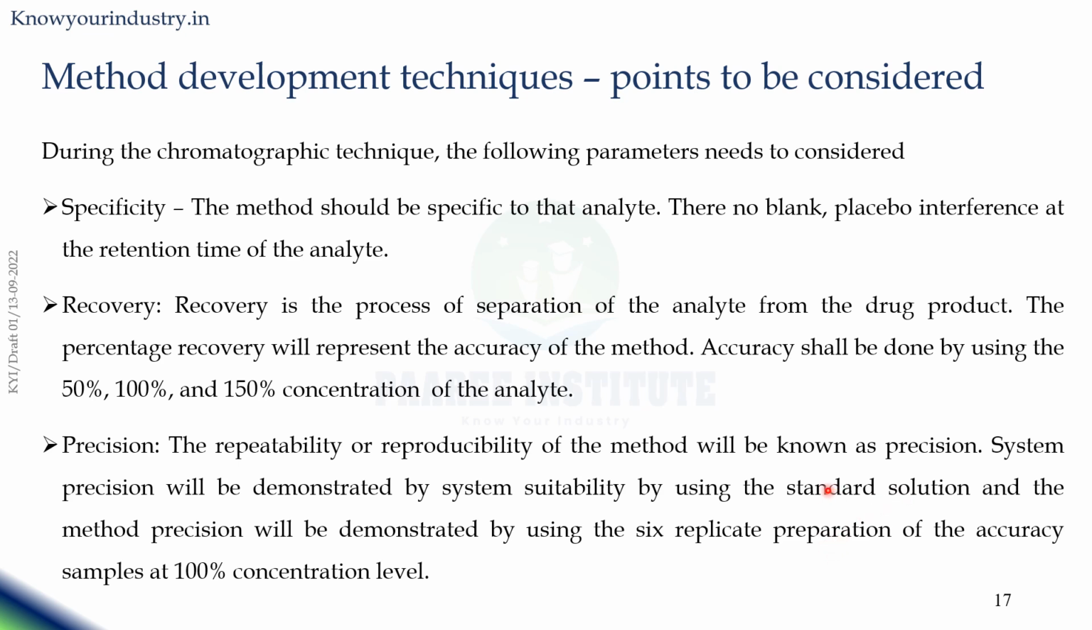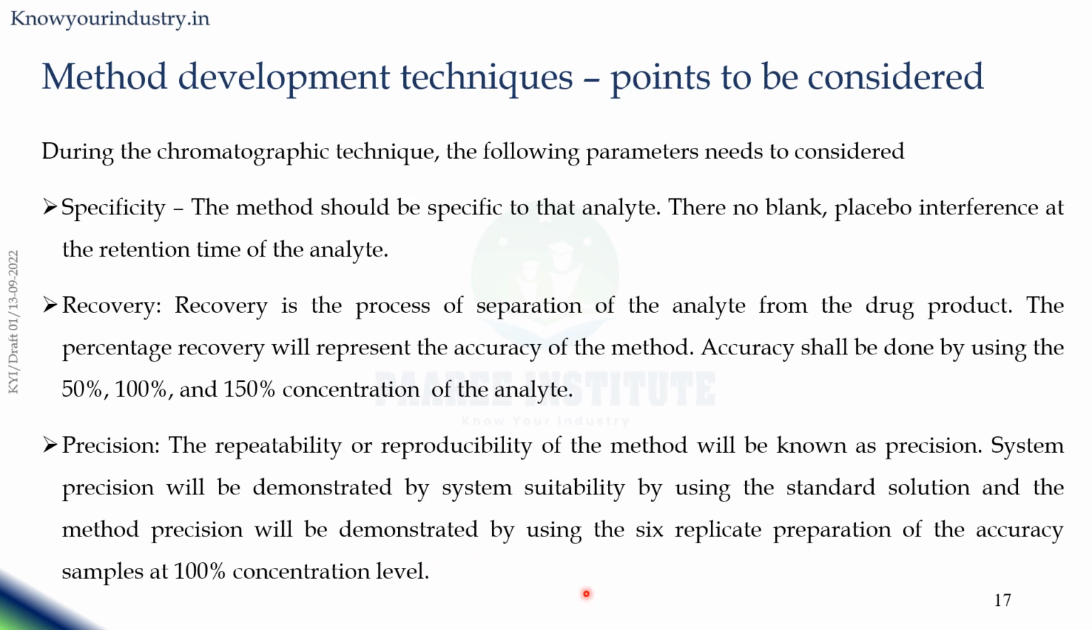So generally the variations will be plus or minus 5% or 2%, depending on the matrix. If you are injecting only the analyte, then it will be 2%. And in most of the pharmaceutical analysis, it is 2%. And in case of complex matrices, it will be 5%. And in case of impurities, it will be more than 15%.